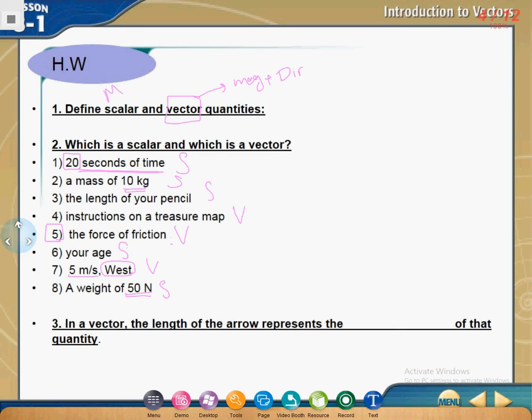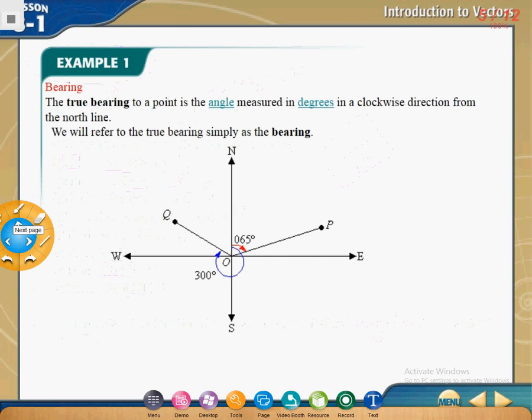Now, in a vector, the length of the arrow, what did we call the length yesterday, if you remember? Is it the magnitude or direction? Excellent. It's the magnitude. Next time, I want you to tell me how much did you take out of 10. If you solved it, please, I want to know how much you got. Okay. Now let's start with our lesson, bearing.